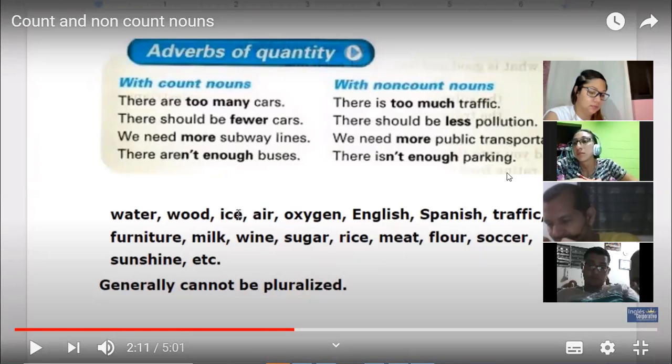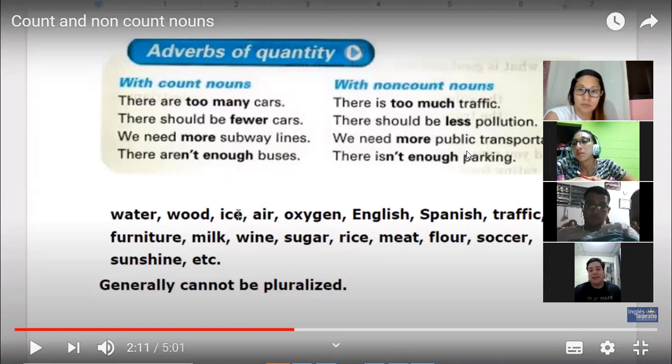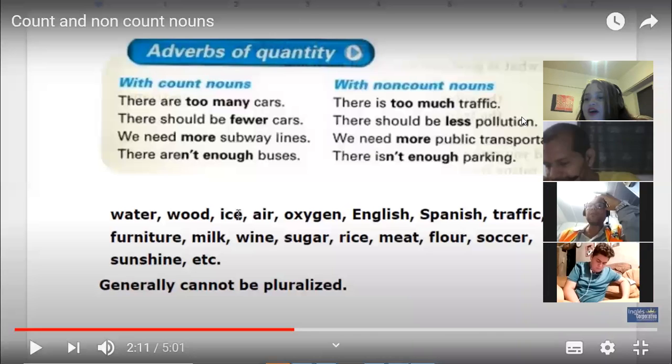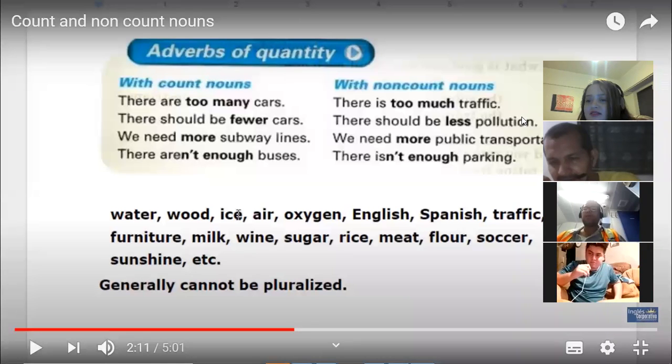For example, the sentence could be: there should be less violence. Less violence. Yes, it is right. Okay, the last one. Who wants to help me with the last one?